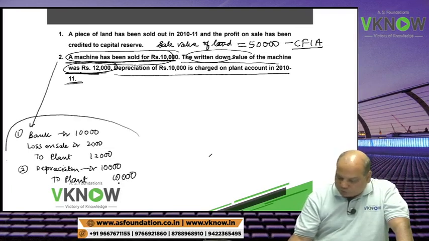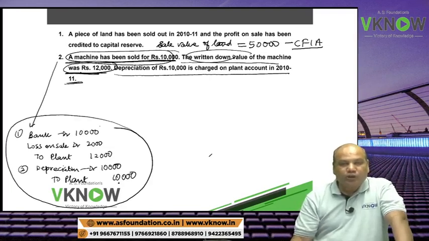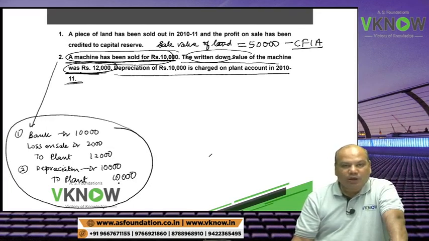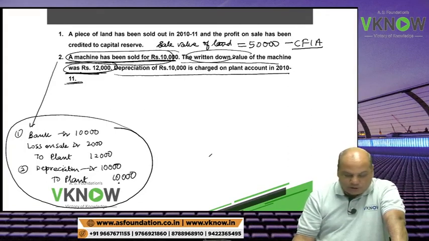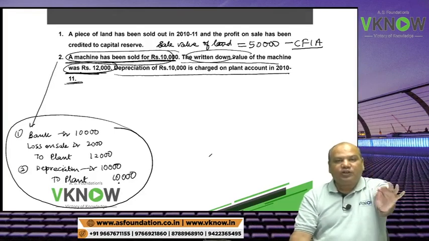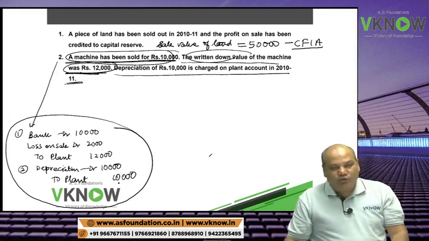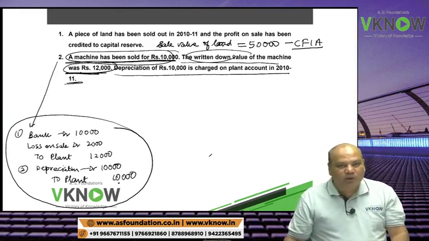After passing these 2 entries also, if the plant account is not tallying, we'll prepare one plant account later. If the plant account is not tallying, that will indicate either purchase or sale of some plant. Okay. So this is the entry for point number 2. And the plant account, it seems, will not tally because the closing balance is very high. So some purchase of plant has happened during the year. To find out the purchase of plant during the year, we will prepare one plant account.